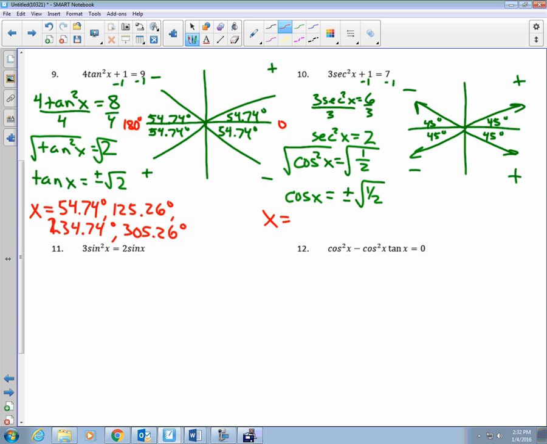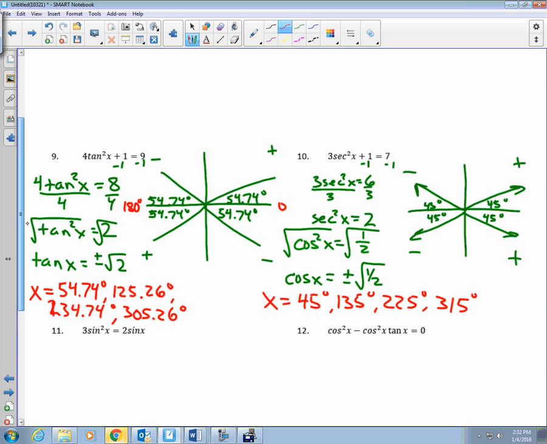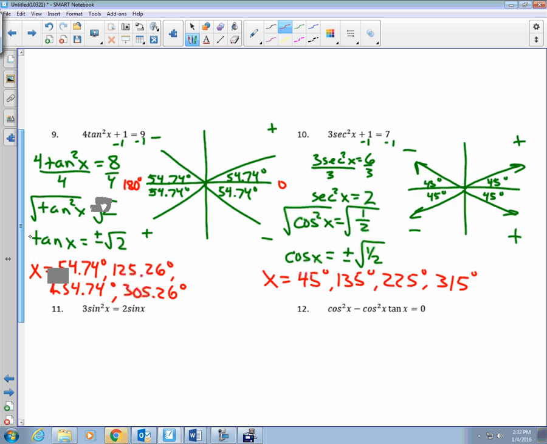So we got x is equal to, what's my first angle? 45. And then when you subtract 45 from 180, you get 135. When you add 45 onto 180, you get 225. And when you subtract 45 off of 360, you get 315. Customarily you'll put it from least to greatest. So. Well, I went this direction. Why not?